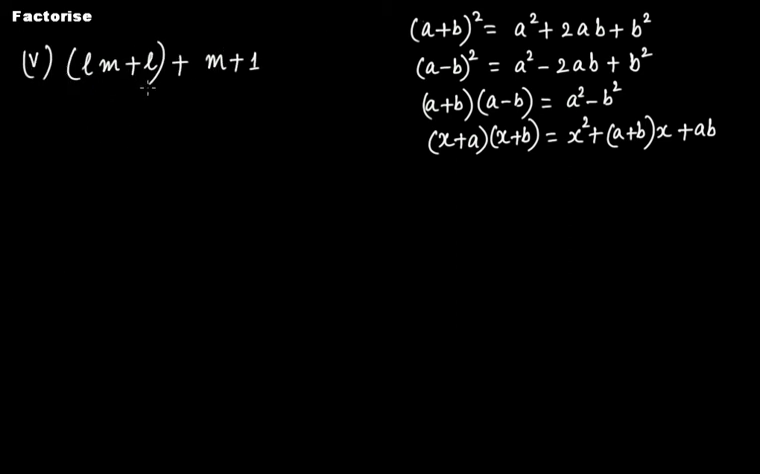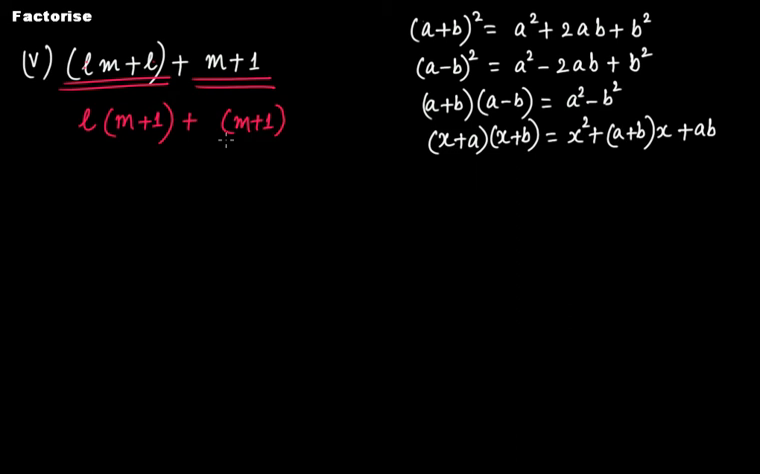Lm plus L plus m plus 1. Now don't get confused by this bracket. This bracket has been put here to confuse you. Okay, so these two terms and these two terms of this algebraic expression. L is common in these two terms. Take L outside the bracket. So inside the bracket you have m plus 1 and this is already m plus 1.